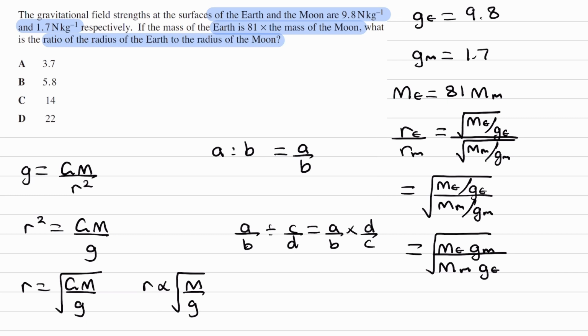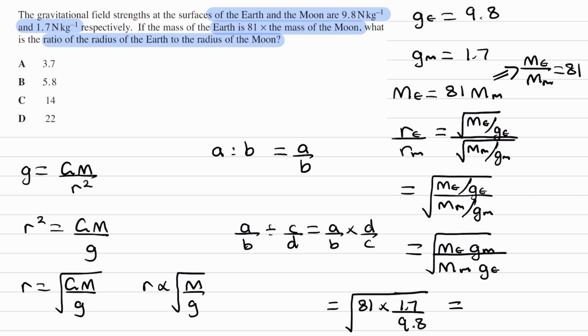We know the mass of the Earth is 81 times the mass of the Moon. So we can rewrite that as the mass of the Earth over the mass of the Moon is 81. Consider this as two fractions multiplied by one another: the ratio of masses and the ratio of the gravitational field strengths. For the first ratio, mass of Earth over mass of Moon, we know that is 81. Then the gravitational field strength of the Moon was 1.7, and the gravitational field strength of the Earth was 9.8, as we were given up here.